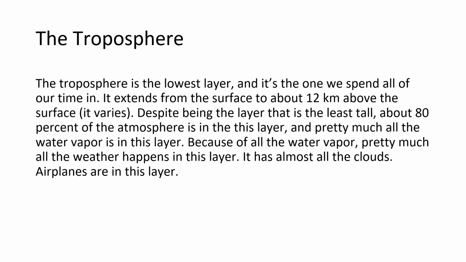The troposphere is the lowest layer and is the one we spend our time in. It extends from the surface to about 12 kilometers above the surface, and it varies a bit. Despite being the layer that is the least tall, about 80% of the atmosphere is in this layer, and pretty much all the water vapor is in this layer. Because of all the water vapor, pretty much all the weather happens in this layer. It has almost all the clouds. Airplanes are in this layer.